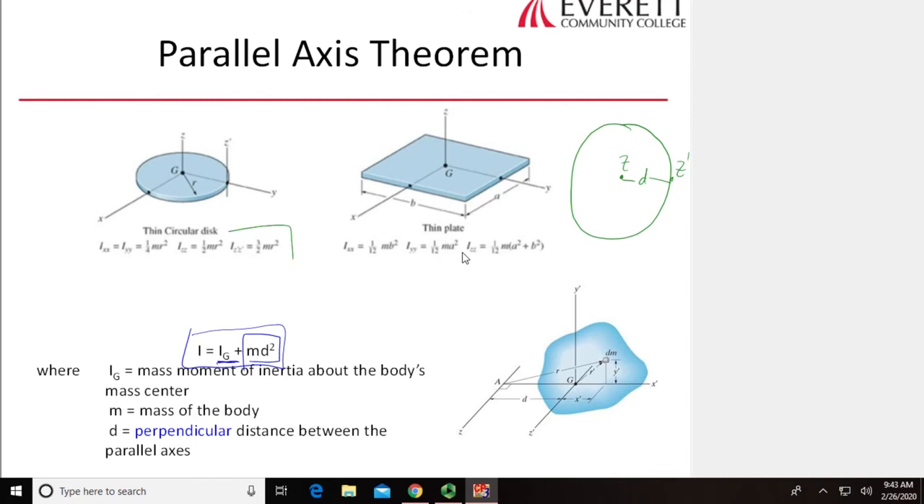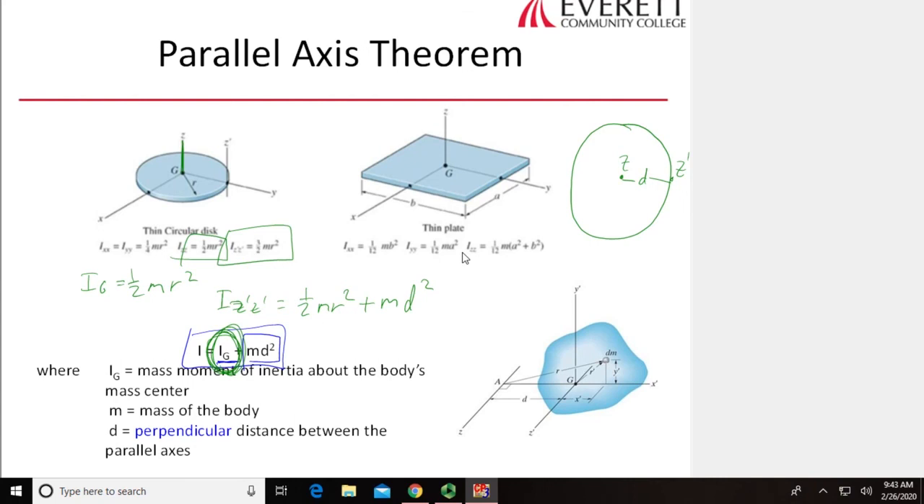Let's see if we can prove this one real quick with the parallel axis theorem. We know that the moment of inertia about the center of mass of a disk is 1/2 mr squared. That is the center of mass, so we'll call that Ig. Ig is equal to 1/2 mr squared. I z prime z prime is going to be equal to 1/2 mr squared, which is this moment of inertia about the center of mass. Then I'm going to add on to it m times d squared. d is the distance between those two parallel axes.